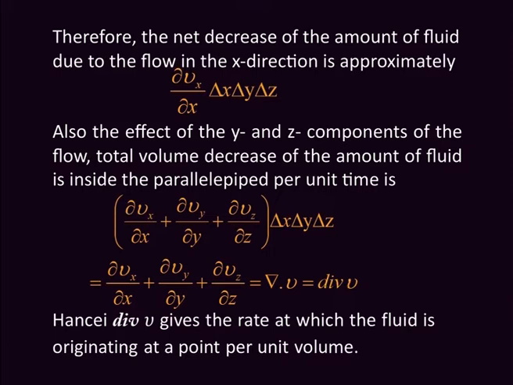Also, considering the effect of the y and z components of the flow, the total volume decrease of the amount of fluid inside the parallelepiped per unit time is given by (∂Vx/∂x + ∂Vy/∂y + ∂Vz/∂z) δx δy δz, that is equal to ∇ · V, that is the divergence of V. Hence, divergence of V gives the rate at which the fluid is originating at a point per unit volume.